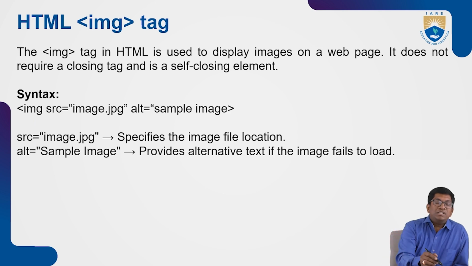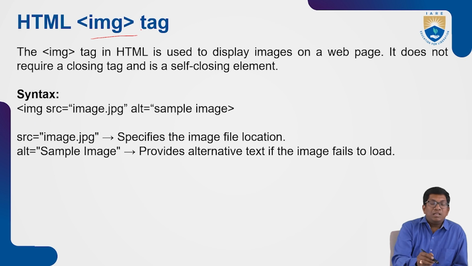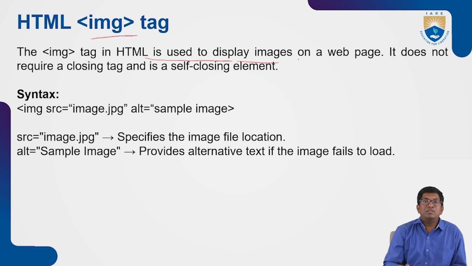So what is an image tag? We have to use the IMG tag. The IMG tag in HTML is used to display images on a web page. So we want to display your profile. At the top right corner, we want to display the photo. Then you have to use the IMG tag on the web page.